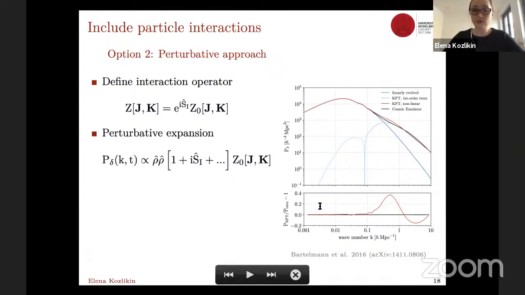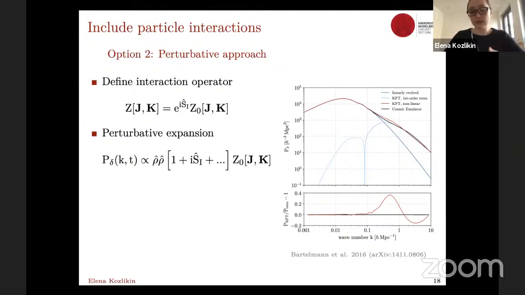So if you do that to first order only, then this is basically the result that you get. Here we're comparing the KFT result up to first order, which you can see in red, to the nonlinear power spectrum that we got from Cosmic Emulator. And here is the relative difference. So you see in this very naive perturbative approach, just the first order, doing quite well, but on intermediate scales, you get quite a large deviation of up to 35% probably.